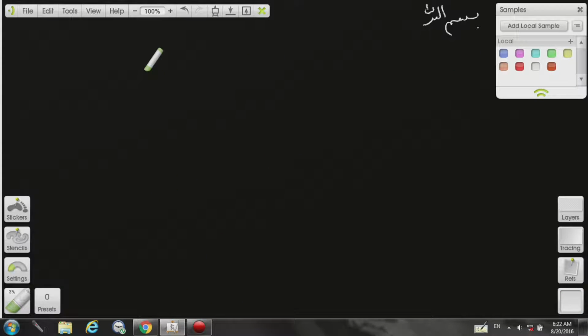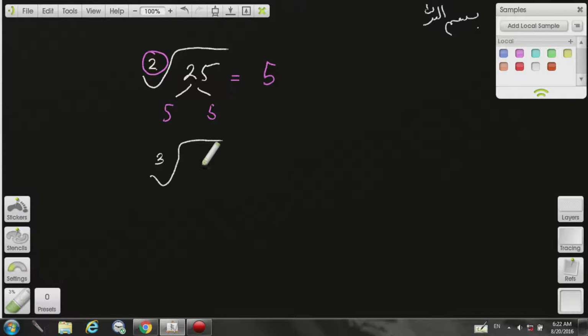So when we say nth root of something, it means that number multiplied by itself that many times. So the second root of 25 is what number multiplied by itself 2 times will give you 25. So the second root of 25 is 5. The third root of 8 is 2, because 2 multiplied by itself, 2 times 2 is 4, 4 times 2 is 8.